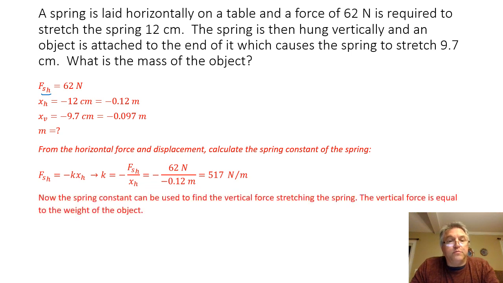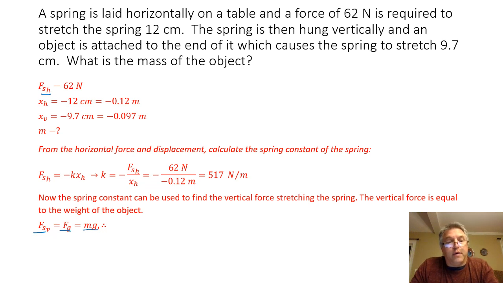Now that I know the spring constant, I can apply that in the vertical direction, and remember that the vertical force is going to be equal to the weight of the object. So the force acting on the spring in the vertical direction is equal to the weight of the object, or the force of gravity acting on the object, which is also equal to the mass times gravitational acceleration.